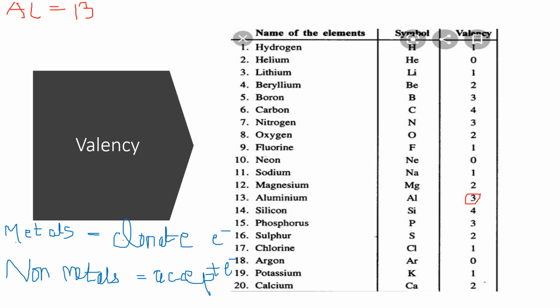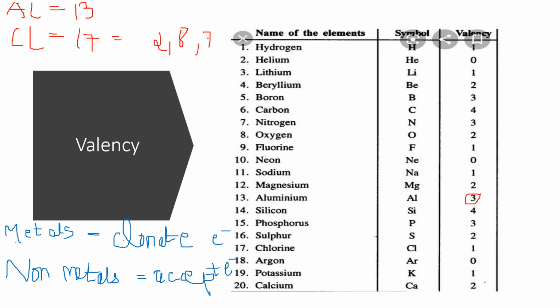Similarly, we can take the example of chlorine. What is chlorine's atomic number? It is 17. And what is its electronic configuration? It is 2, 8, 7. I'll explain how it came. 17: 2 electrons are already there. Now 17 minus 2 is 15, and the next shell can take 8. Then 15 minus 8 is 7. So 2, 8, 7 is the electronic configuration of chlorine.